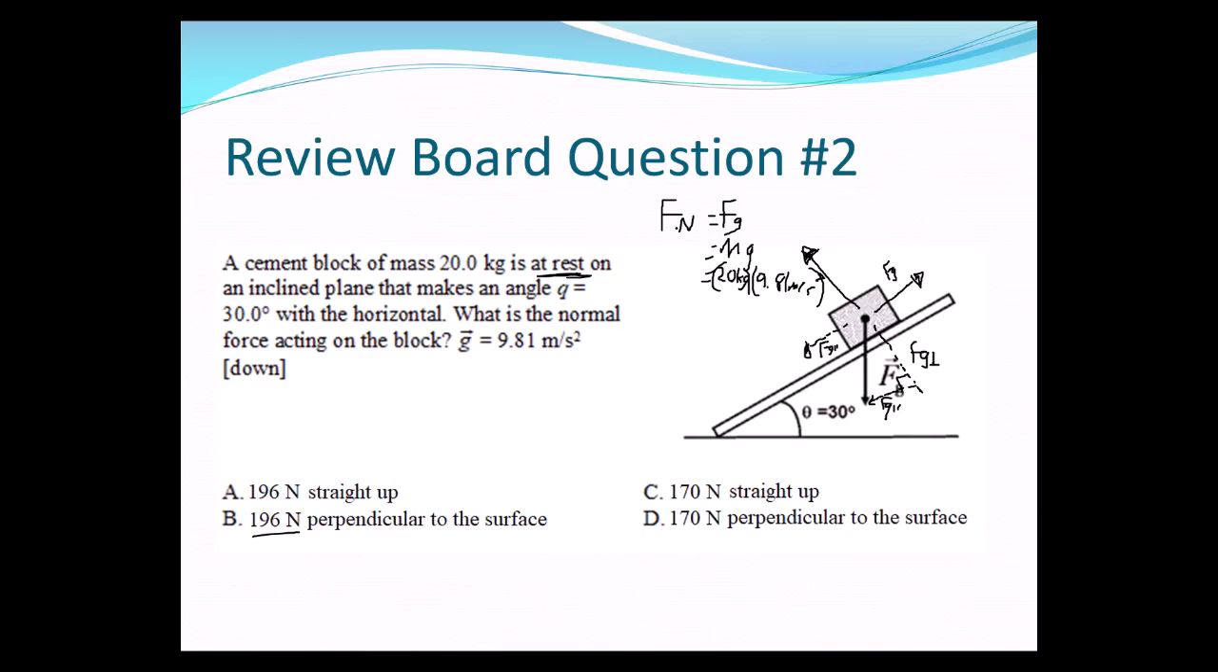Because remember that when you're on an incline, force normal doesn't equal force of gravity. It equals this force of gravity perpendicular. So Fg is still mg, it breaks down, but this perpendicular always breaks down into cos. So we would go cos of our angle, which is 30 degrees. So 20 times 9.81 times cos 30 here, and that would give us 170. So it's not straight up. It's always going to be perpendicular to the surface, which makes D the correct answer.